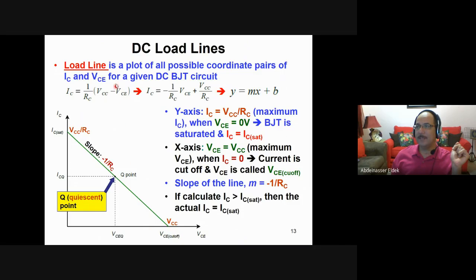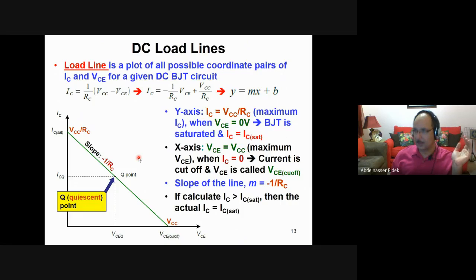And if VCE equals 0, at this point, then this is 0, and IC equals VCC divided by RC. We call this IC saturated. This is the maximum collector current, and this is the maximum VCE. You cannot exceed this value or this value. All the operating points must be located on this line. So this is the summary of all that I have mentioned here.